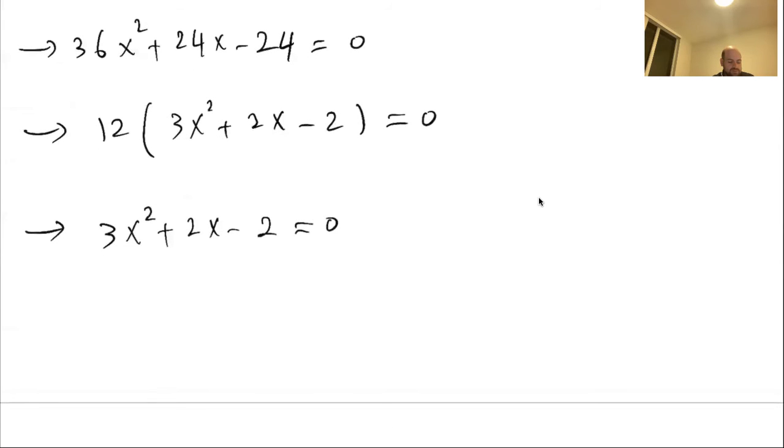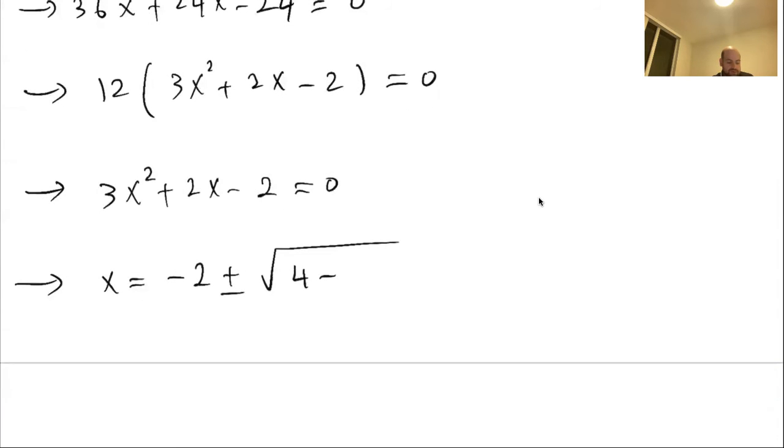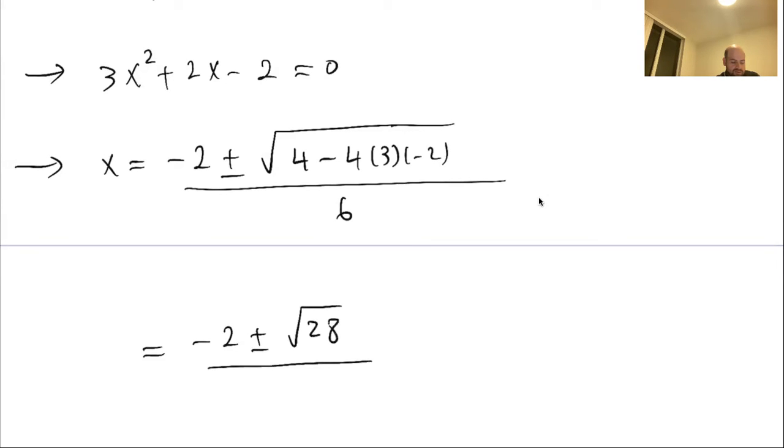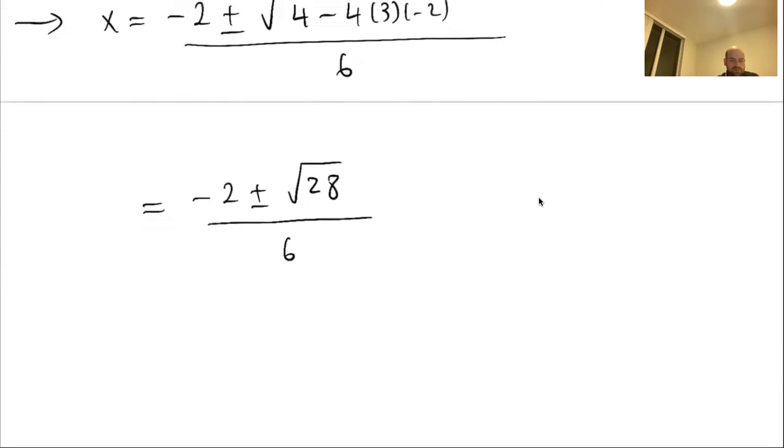Okay, so what are the values for x? I can use the quadratic formula. x equals minus b plus or minus root b squared minus 4ac, divided by 2a. So 4 minus 4 times 3 times minus 2, divided by 6. And then that's minus 2 plus or minus, so 24 plus 4 is 28, root 28, divided by 6. Okay, so I have two roots.